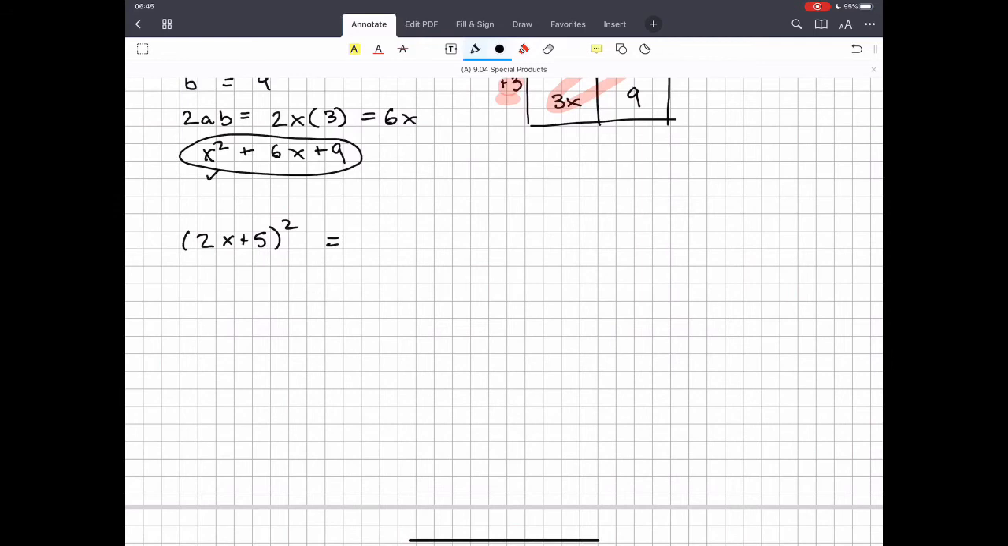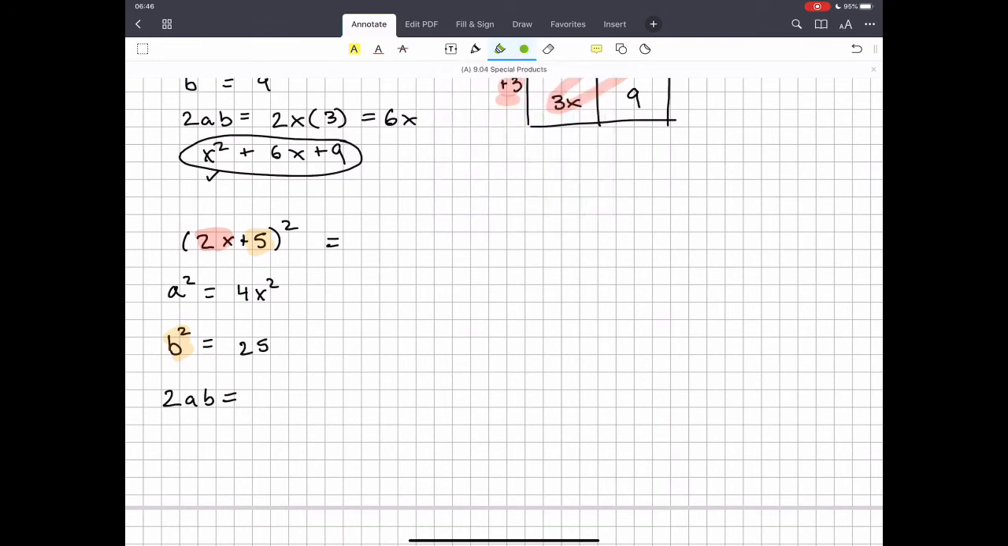So the first term is represented by a, the last term is represented by b, and then we need that middle part of the answer, which is going to be 2ab. So a in this case is 2x, and we're going to square that. So a squared would be 4x squared. B in this case is 5. That's right here. So b squared would be 25.